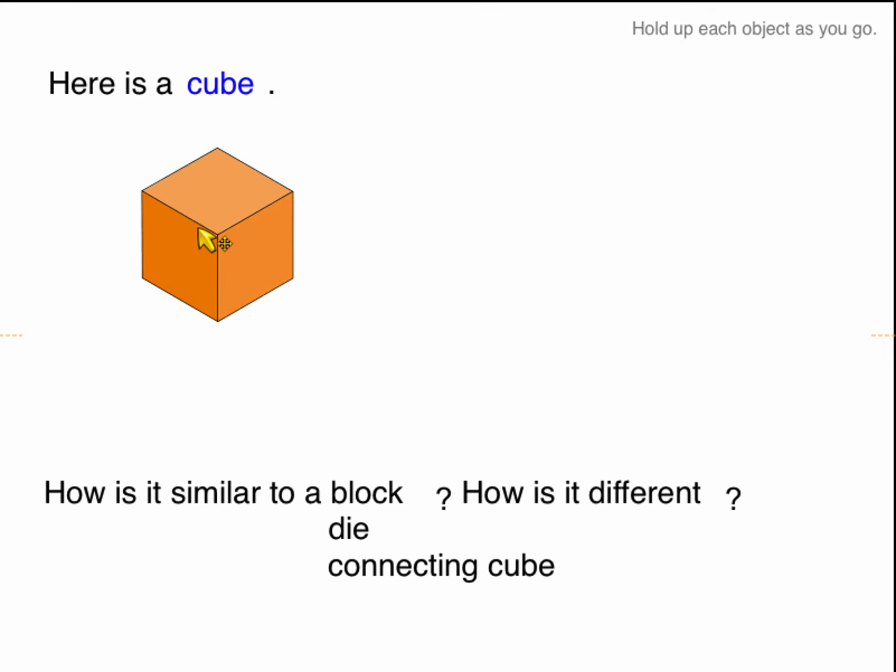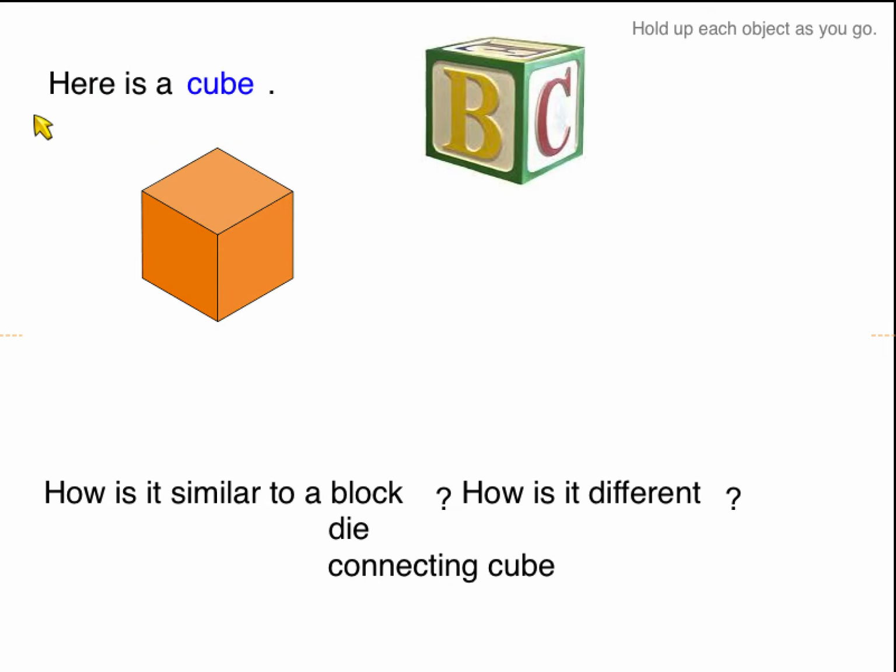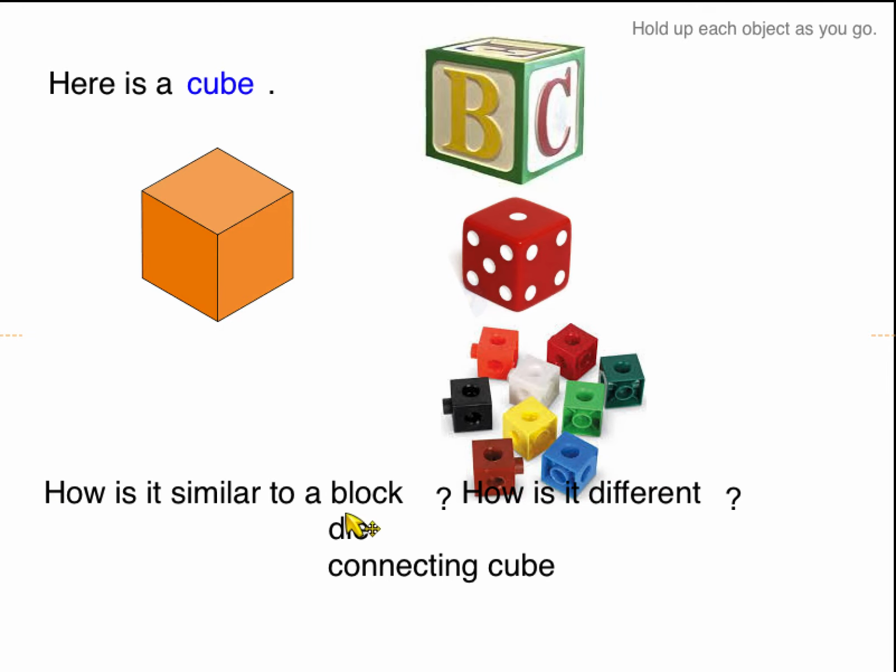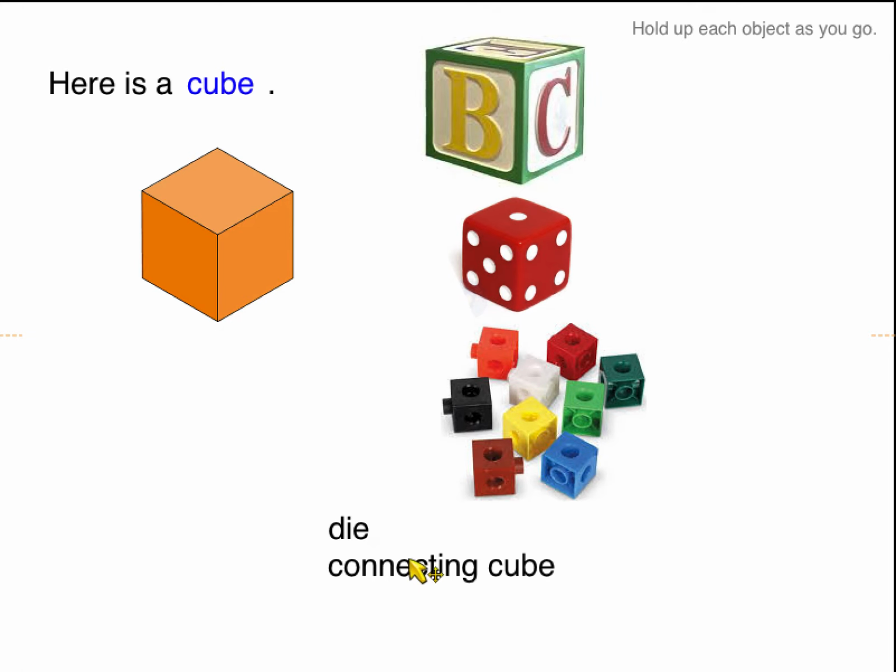So, cubes are like blocks and a die and a connecting block. Why? They have 6 faces. And I can't flip them over for you. If you had one in your hand, you could do it. You could see there are 6 faces. And every face is a square. This is harder because they have the little knobby things on top. It's still a cube, mostly.